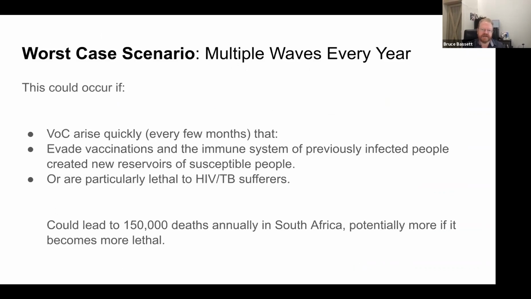So I would say worst case is that we have 150,000 people a year dying from COVID for the next 2, 3, 4, 5 years. You might think this is unthinkable, but this is exactly what happened with HIV for 10 years. We had over 100,000 deaths a year from HIV.